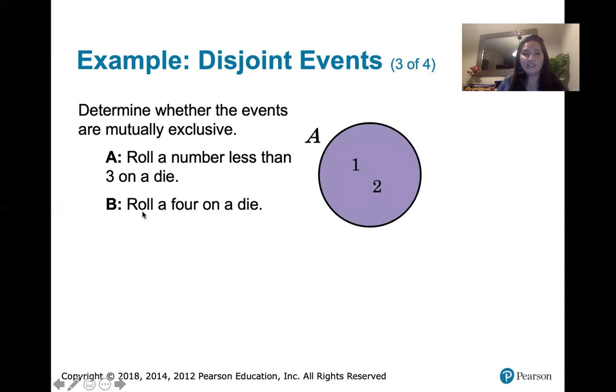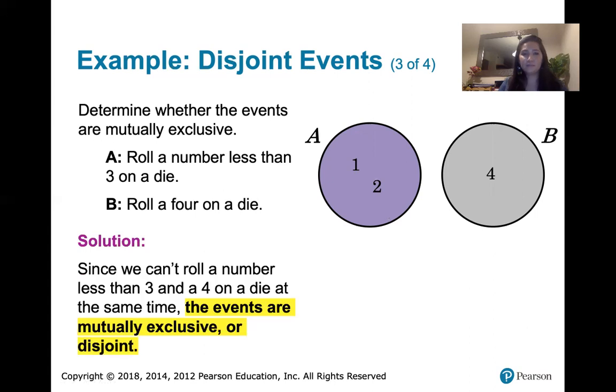Event B consists of all of the ways that you can roll a 4 on a die. Well, there's only one way to do that. You just get a 4. Now there's no overlap between this set and this set. 1 and 2 lie entirely in A, 4 lies entirely in B. And since there's no overlap here, we would say that these two events are disjoint. Or we would say the events are mutually exclusive, which is exactly the same thing.